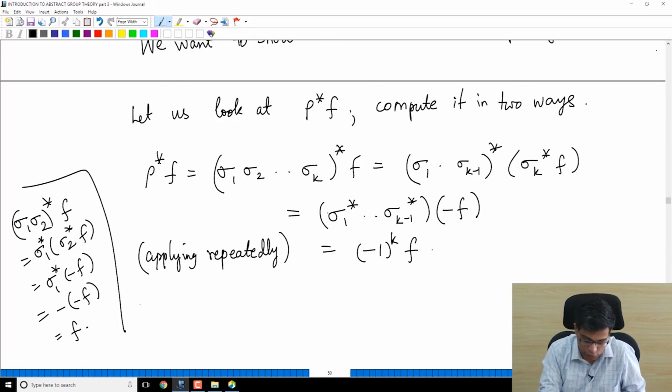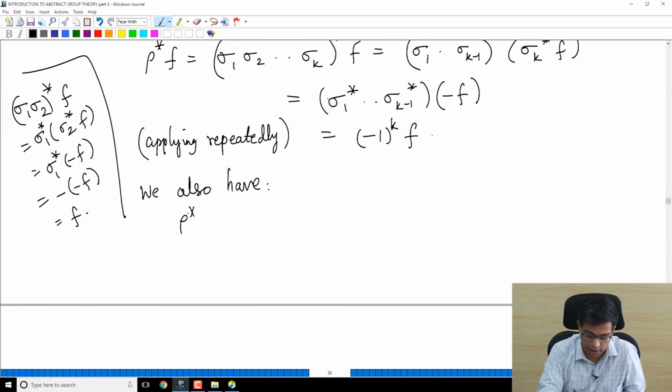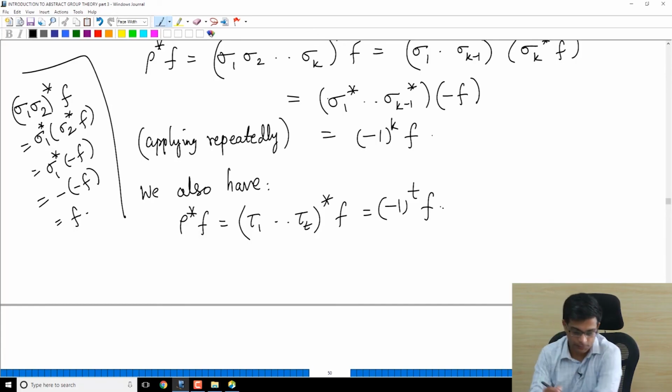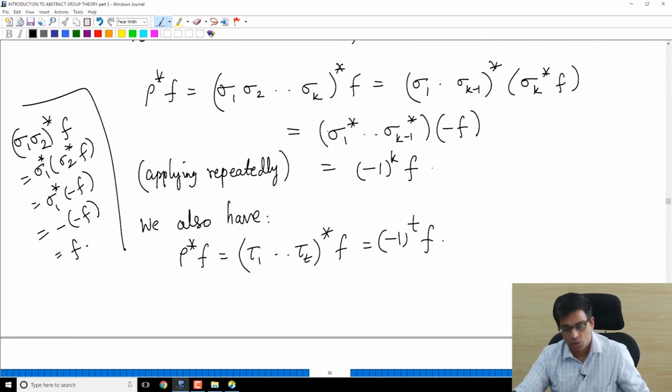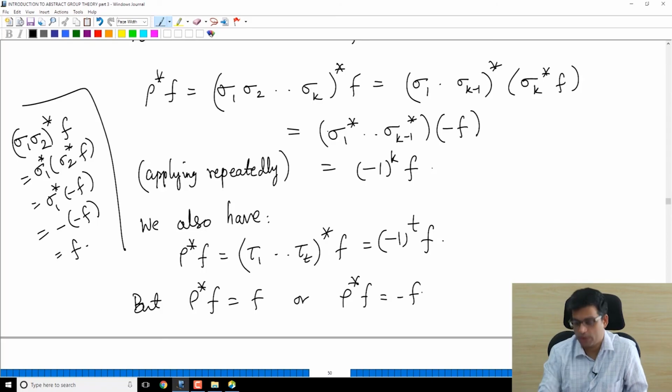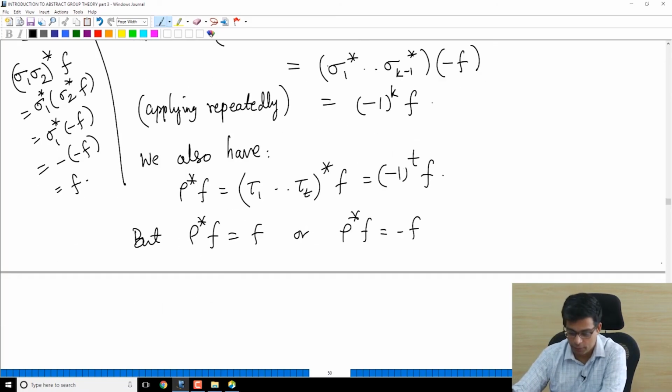On the other hand, we also have rho star f is tau 1 up to tau t star f. But this again, repeatedly applying tau 1 by 1, gives (-1)^t f. But now rho star f is what it is. Rho star f is either minus f, or f. Right? Rho is a fixed permutation. So rho star f is either f or minus f.